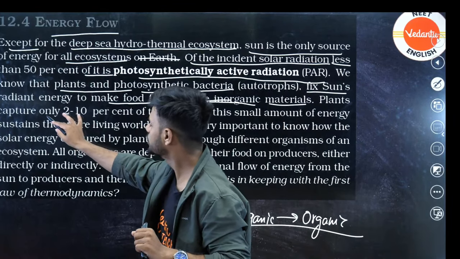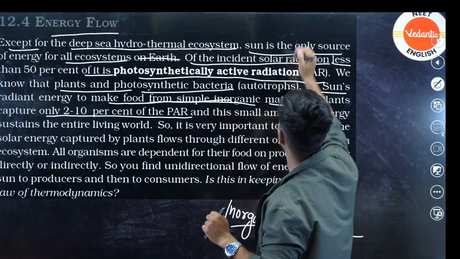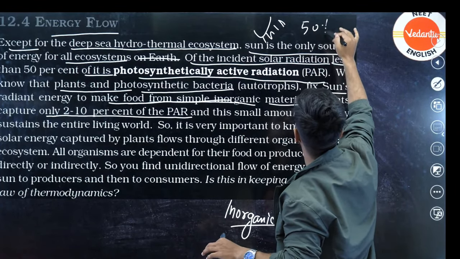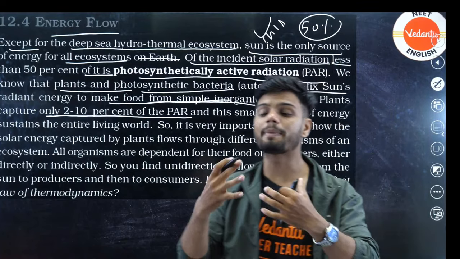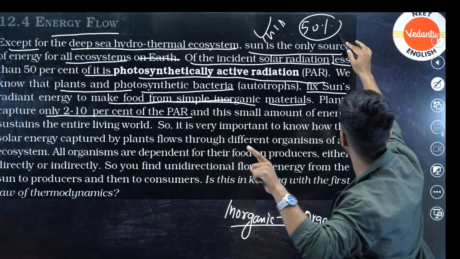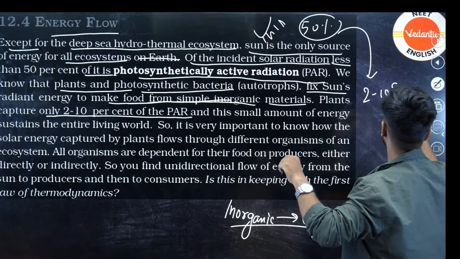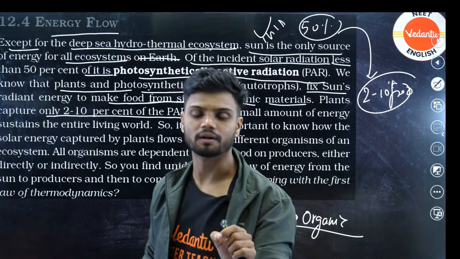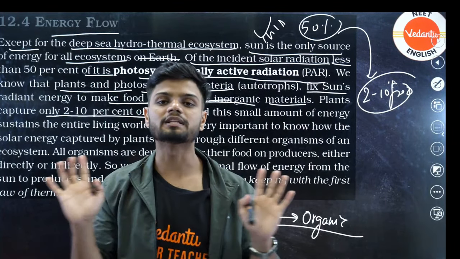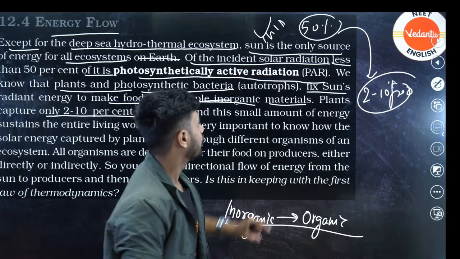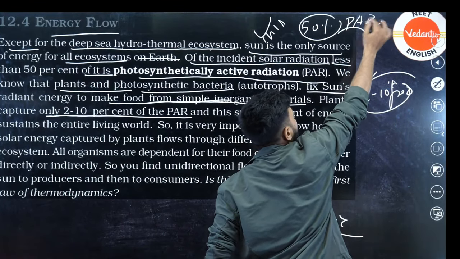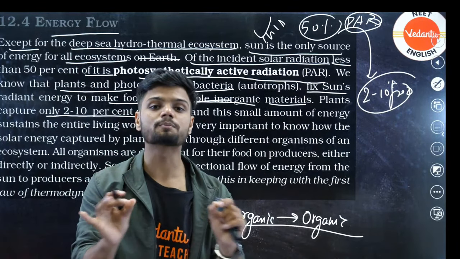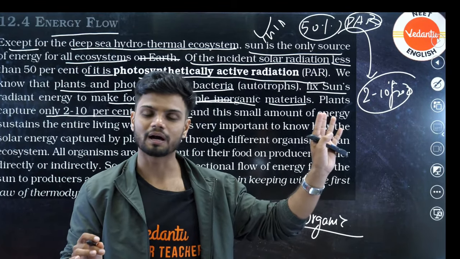Plants capture only 2 to 10% of PAR. So out of the total radiation, only 50% can be absorbed by the plants. Out of this 50% PAR, only 2 to 10% is used by the plants. Rest, they're like, nope, I will not do so much work.